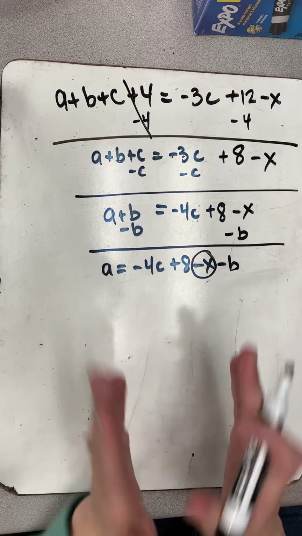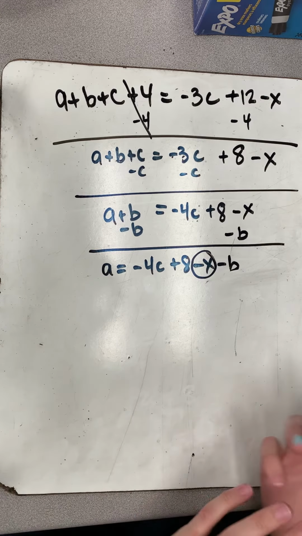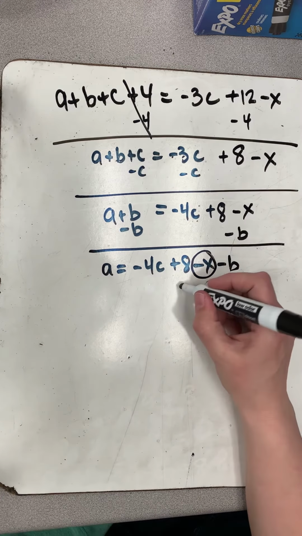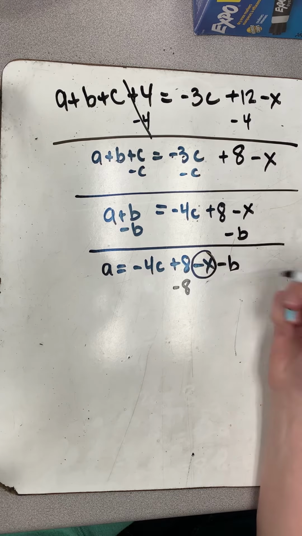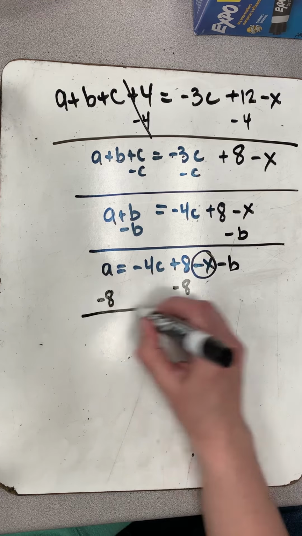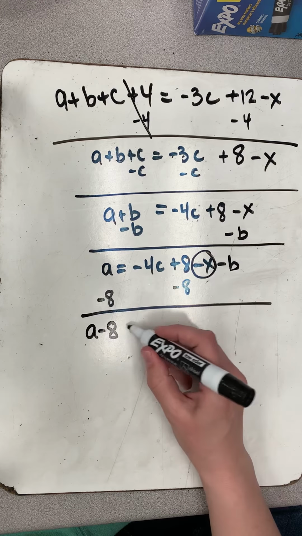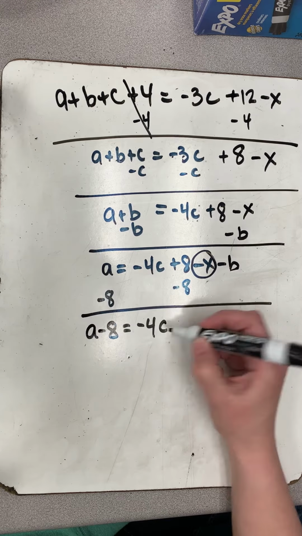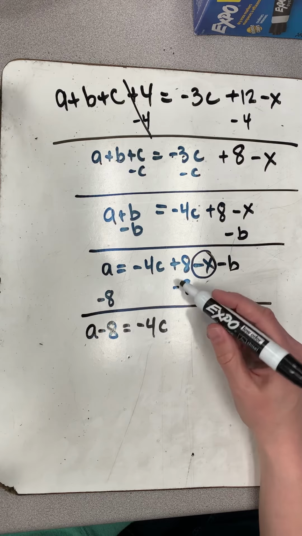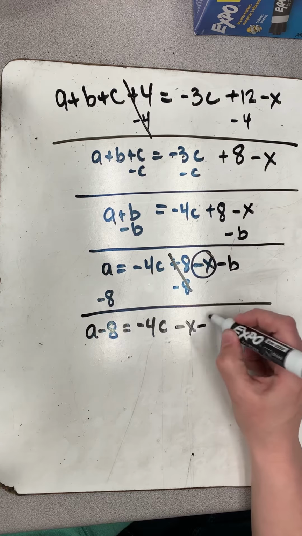Like, all of them are doing the same thing, right? They're either adding or subtracting. So I can get rid of any one that I want to at first. So I can minus 8 if I want to. So A minus 8, they're not like terms, but I have to account for both of them. So I'll put them next to each other. Is equal to negative 4C, 8's gone, minus X minus B.